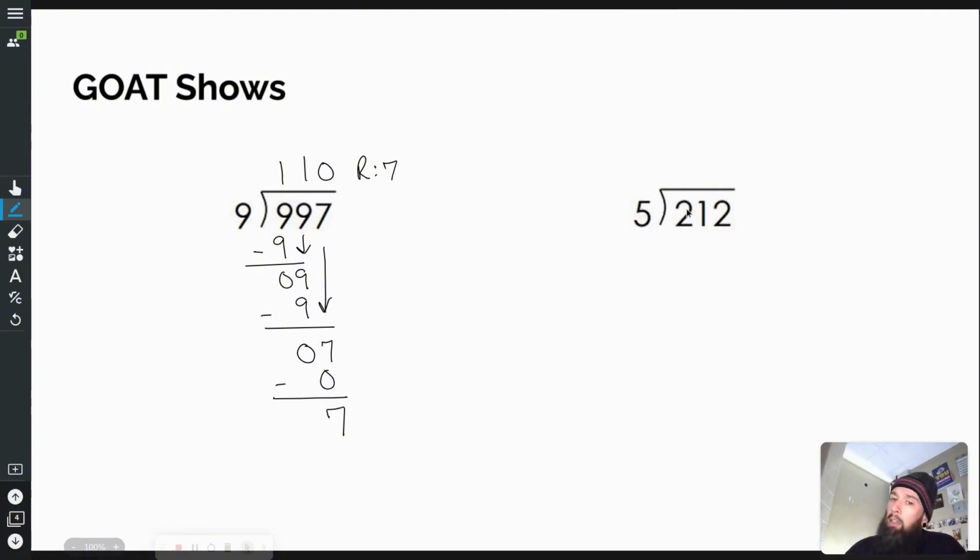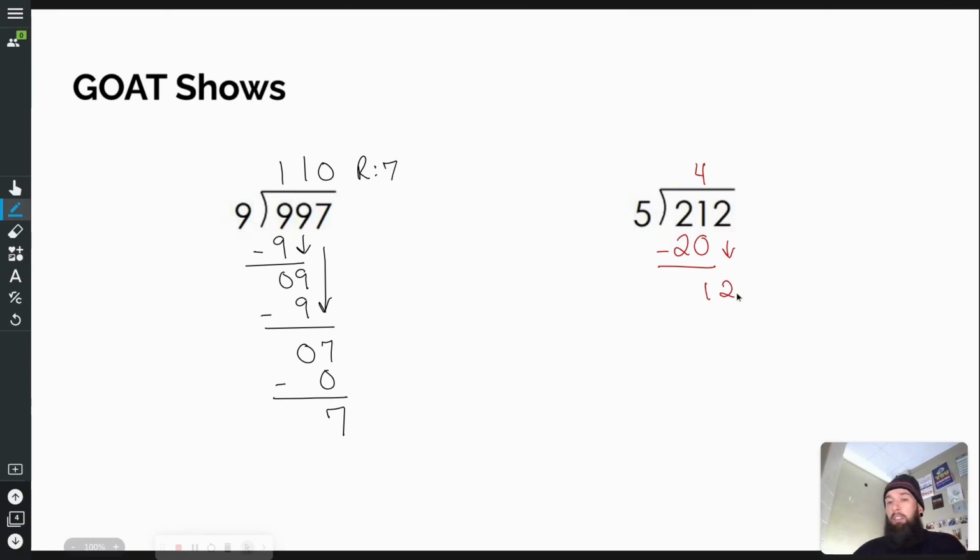5 times what is 2? Nothing. So we do 5 times what is 21. And 5 times 4 is 20. So we'll do 4. 4 times 5 is 20. And then we subtract 21 minus 20. 1 minus 0 is 1. 2 minus 2 is nothing. Drop down the 2.